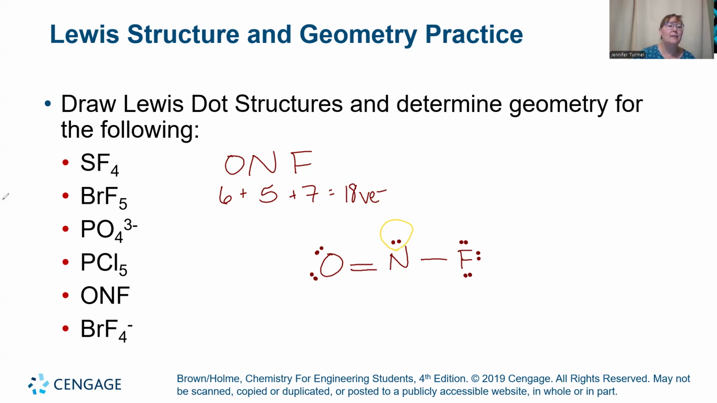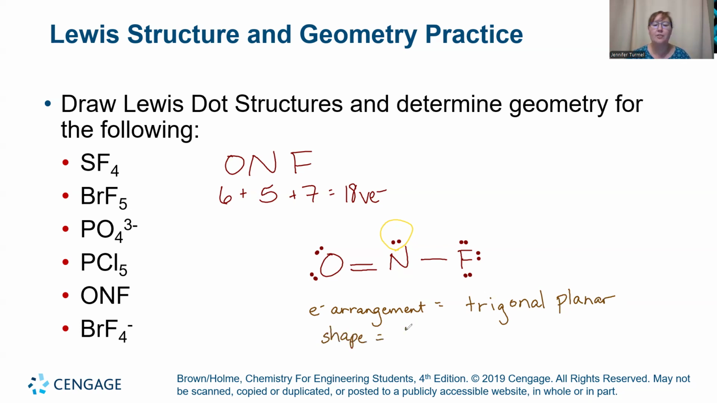And what that means here is that this is going to have an electron arrangement that is trigonal planar because it has 3 things on it. And again, you can see all of these on that previous slide, that chart. And it means that my shape, because of that lone pair, is going to be bent or angular. You really only have to write one word. Okay. All right, now let's take a look at our last one.